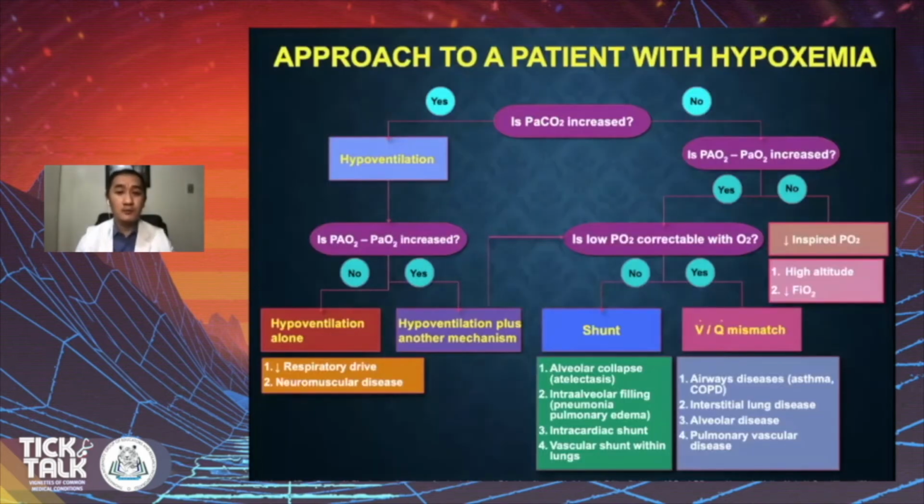So let's go back to the approach to hypoxemia. Is your PaCO2 increased? The PaCO2 is low, so we can go on the right side. Your alveolar-arterial gradient is increased. Yes. Is your low PO2 correctable with O2? If it's not, you're considering shunt disorder. If it's correctable, you're considering VQ mismatch.